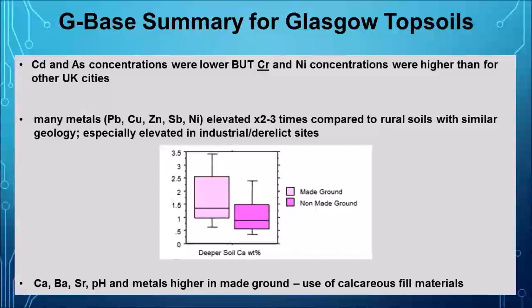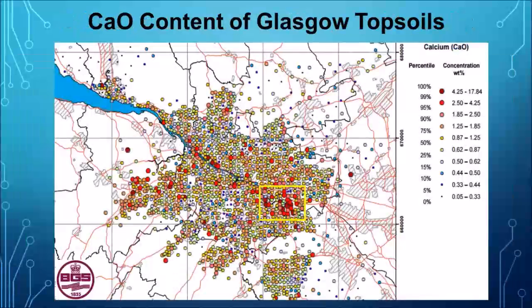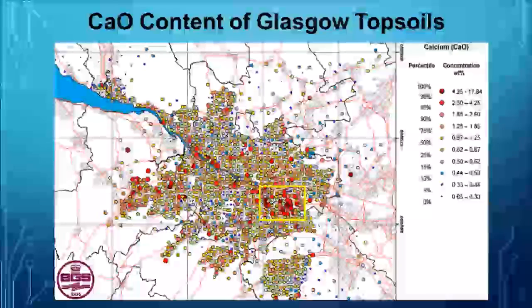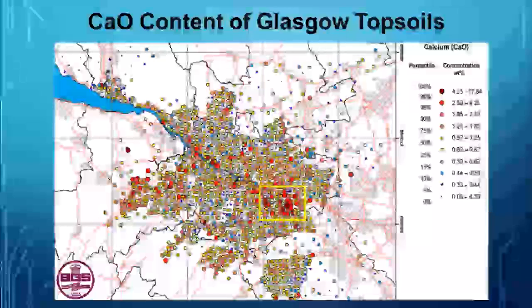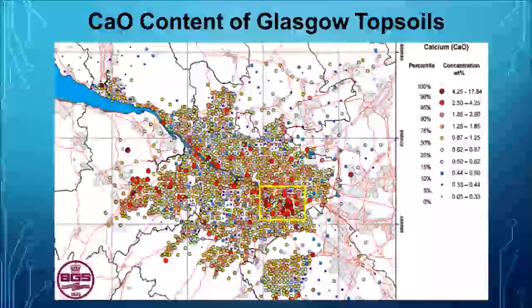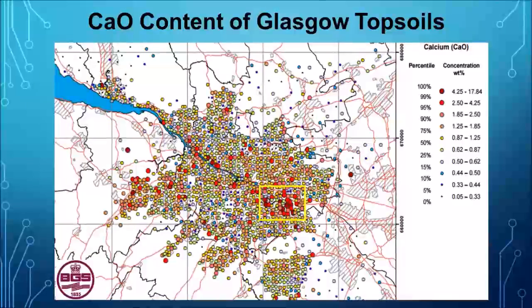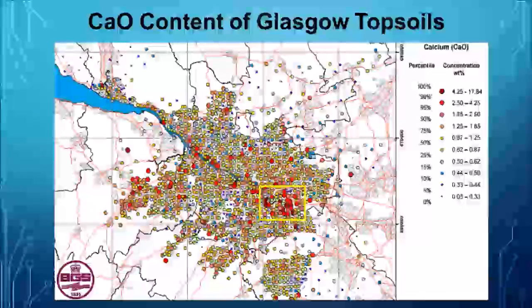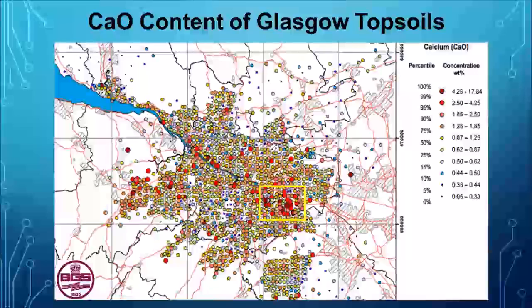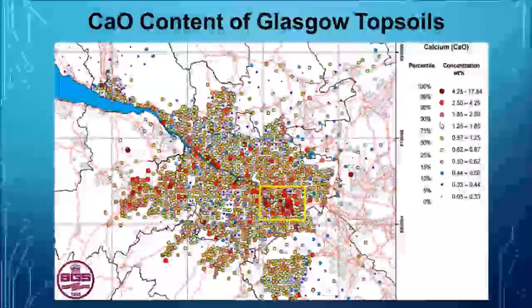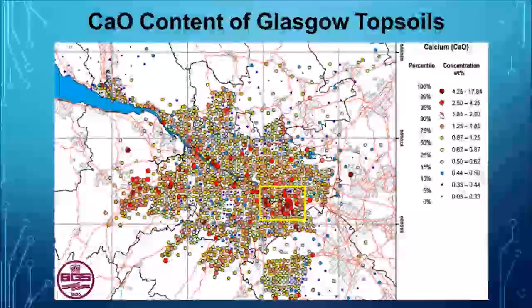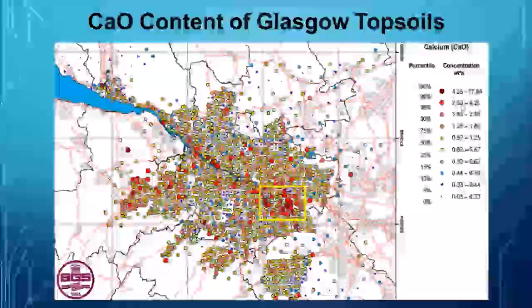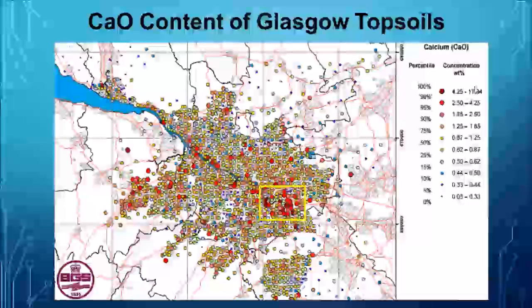And here's the full data set for calcium expressed as calcium oxide. And the area in the yellow rectangle is the area that I showed you in terms of where the chromium works are. And you can see that some of the highest calcium concentrations are in that area. All the data is shown down the right-hand side here with the percentile distributions, and the darker colours here showing that we have percent levels of calcium up to about 18%.